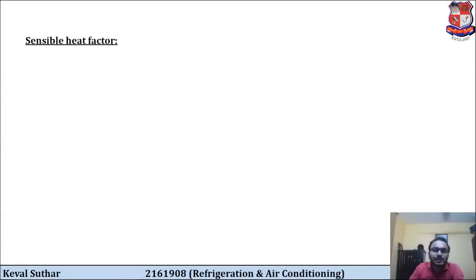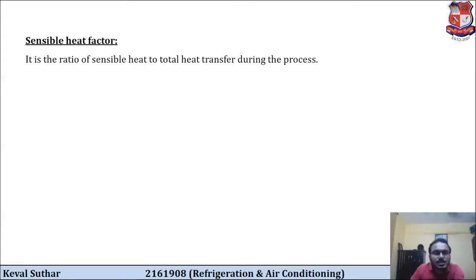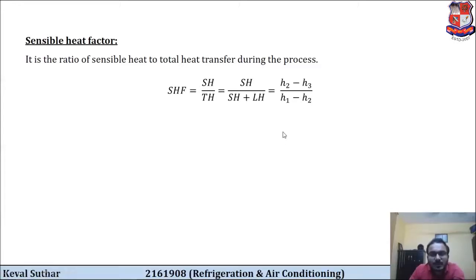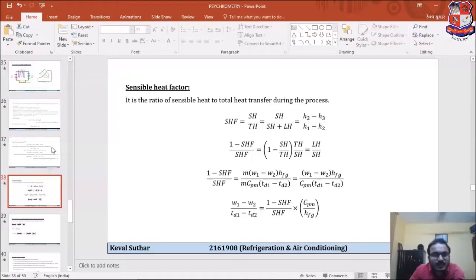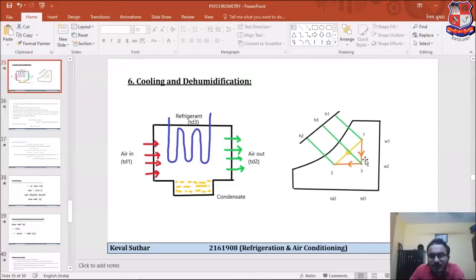Now the one factor we need to study is sensible heat factor. It is the ratio of sensible heat to the total heat during the process. So it is shown with this SH upon TH. TH can also be written as summation of sensible heat plus latent heat, and the same can be written in terms of enthalpy difference, and the same can be seen from this figure also.